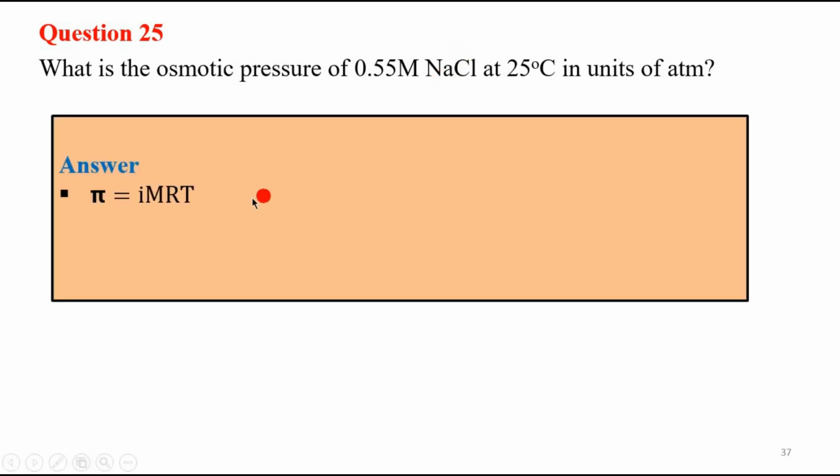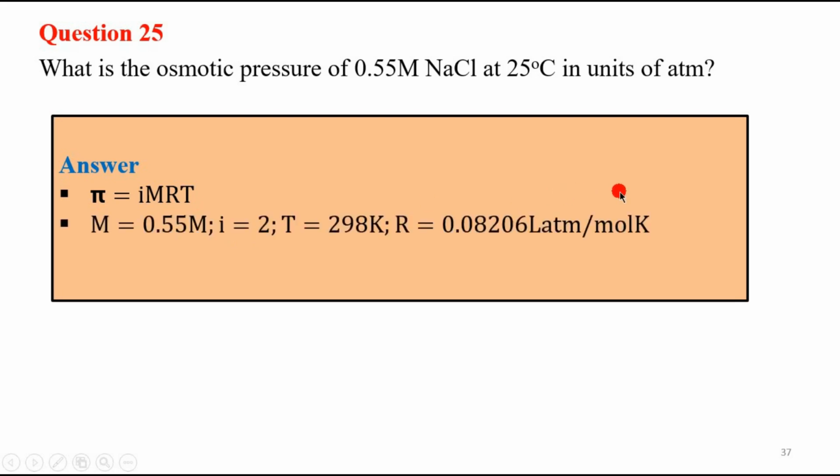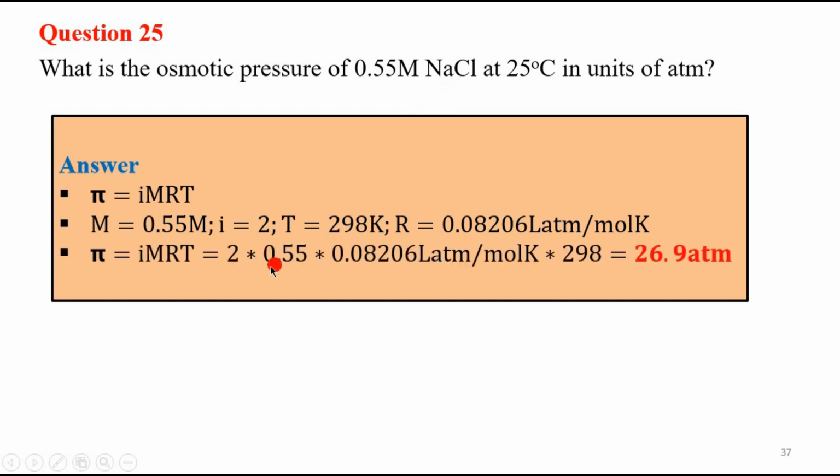We know that the osmotic pressure is equal to this one. That's what they're asking. Of course, here we know that i is equal to 2. Here also we have the molarity, the gas constant, and the temperature, but they want the answer in units of atmospheres. So we have M, and i equal to 2 because sodium chloride is an electrolyte. You have the temperature and the gas constant, so you can replace the values and find 26.9 atmospheres. Here we use the gas constant in atmosphere units, so we get the answer in atmospheres. That was question 25.